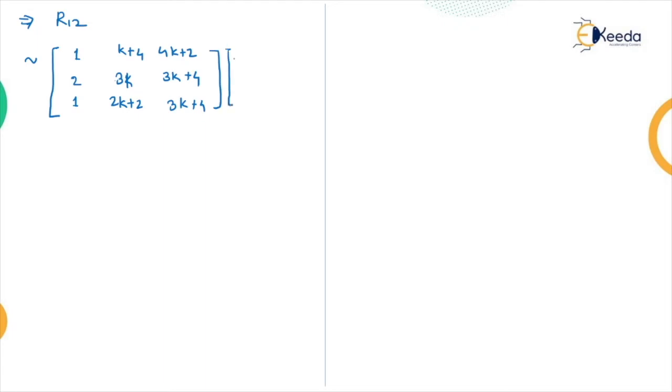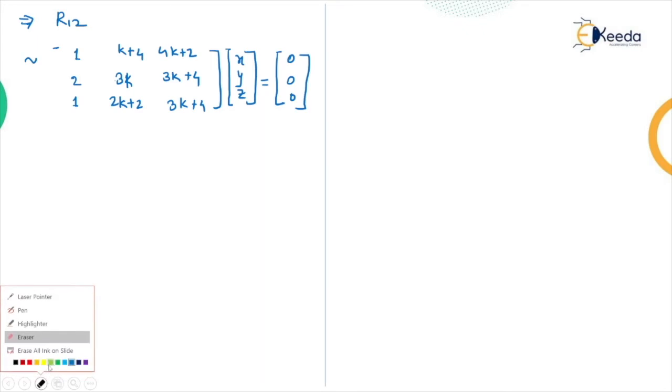What is the matrix X? That is x, y, z. And what is the matrix O? That is another matrix, we write 0, 0, 0. And this is AX equal to O, guys. You know very well this is the matrix form of a homogeneous system.